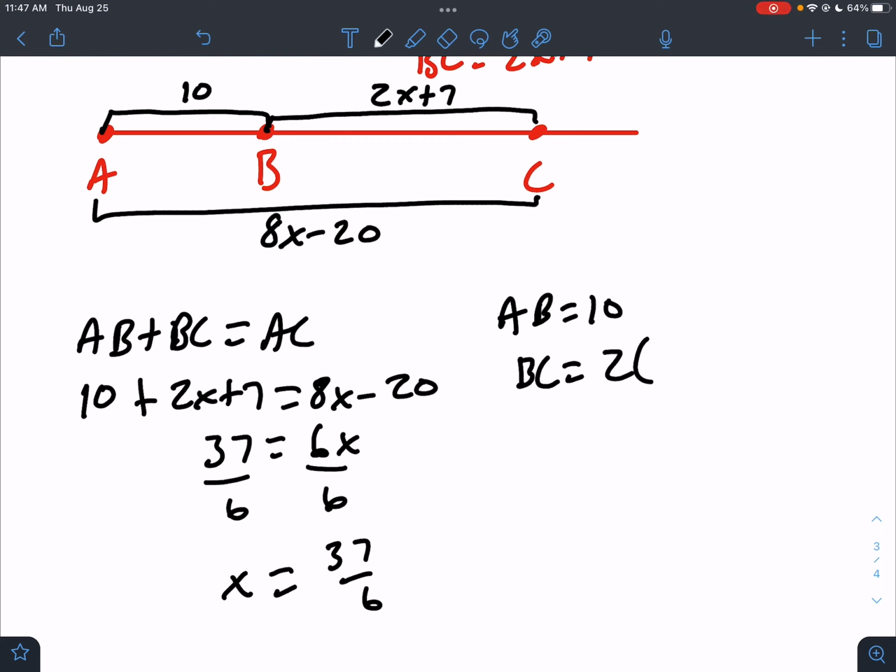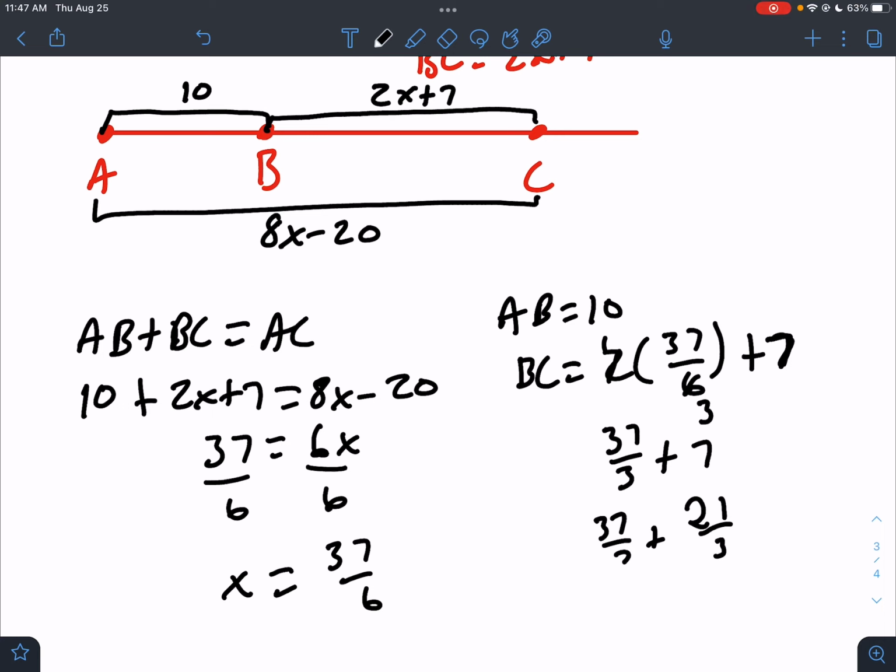That would be 2 times 37 over 6 plus 7. For right now, you can just type these in the calculator, but I would love for you to get good at this. How do you solve that? How do you fix this? Well, you reduce. 2 and 6 reduces to 1/3. So really, we have 37 thirds plus 7. We need a common denominator, so 37 thirds plus 7 times 3 is 21 thirds. So BC would equal 58 thirds.